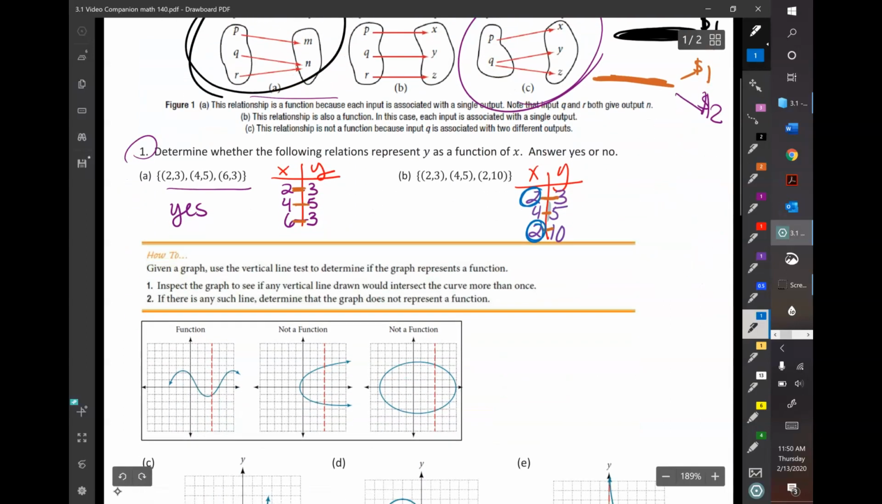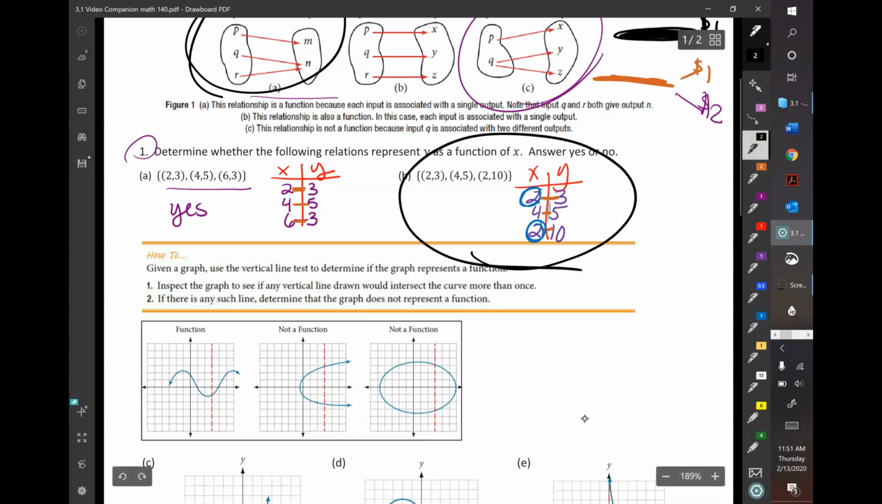So given a graph, use the vertical line test to determine if the graph represents a function. One thing that you can use is the vertical line test just to see, does it go through more than one point? Then it's not a function. That would be this case up here for 1B. Like we just talked about, you have two different y's for the same x. So those are things that are shaped this way, like a hyperbola going across, or a circle, that kind of thing.